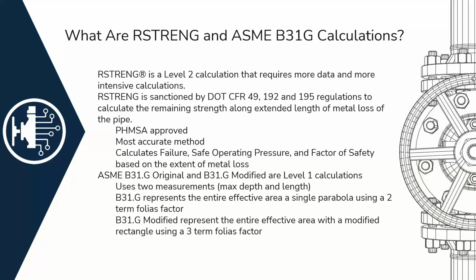Not to get a little technical, but the B31G just uses a single parabola with a 2-term Folias factor, and says, yep, that's the deepest point in the middle, even if it's upstream or downstream. And the same thing with the modified B31G. It represents an effective area with a modified rectangle using a 3-term Folias factor. So they tried with those, but unfortunately, it didn't work out.